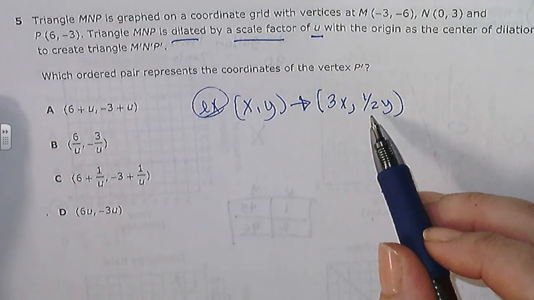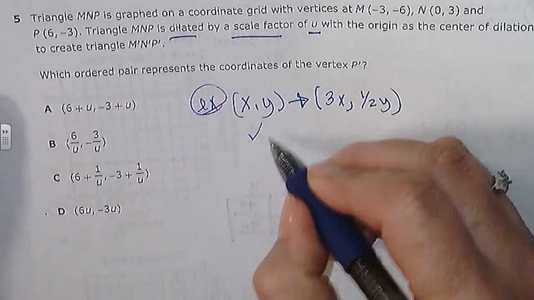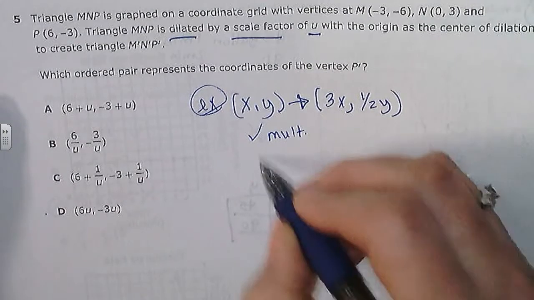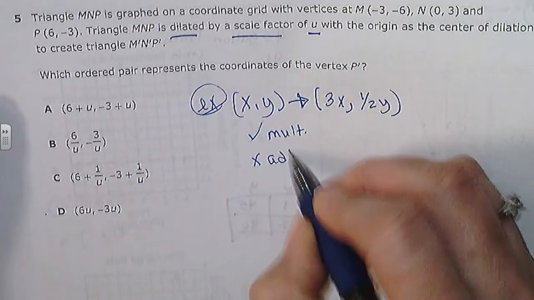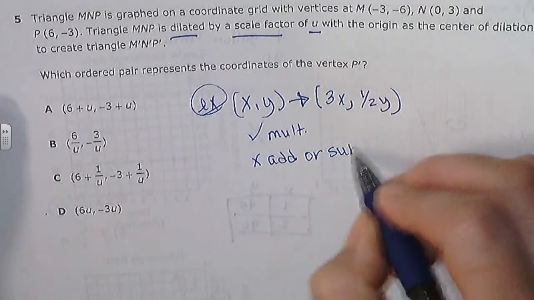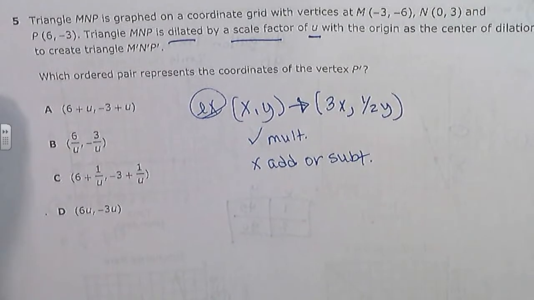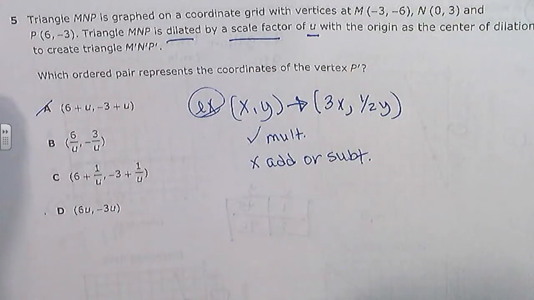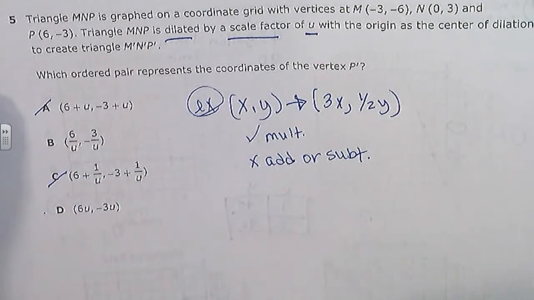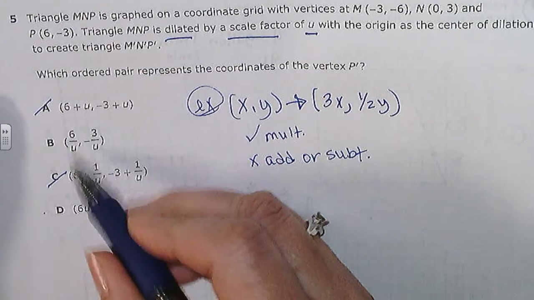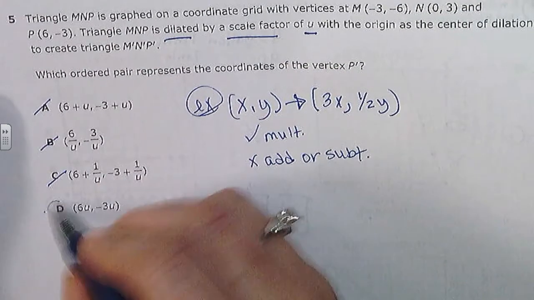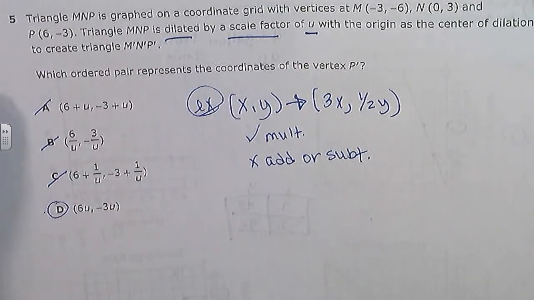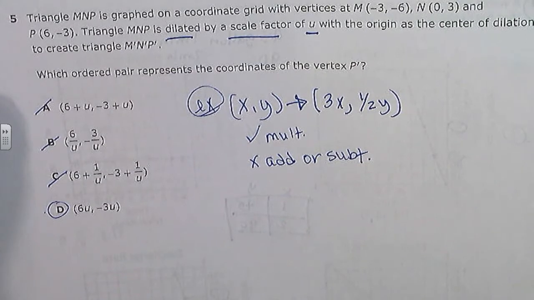What do you not see? So you should see multiplying. You should not see add or subtract. So no adding, no subtracting. No. So what about A? How about no? And what about C? No. And I thought we said multiplying. Why are you dividing? No. I like D. And I didn't work real hard to get it either. Just got to learn those rules.